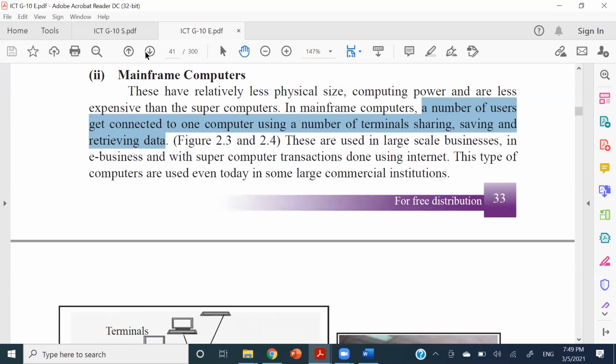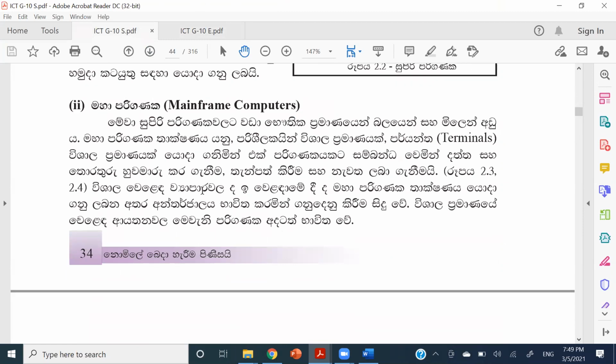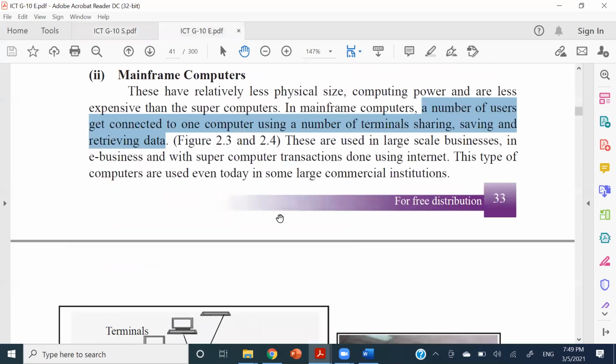Yeah, people, just a second. I need to switch to the Sinhala one to clarify something. Okay, so this is the second one.